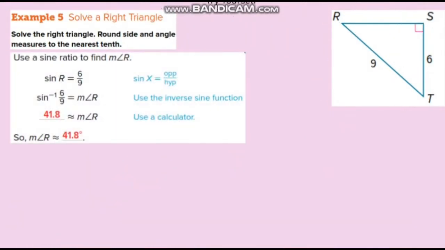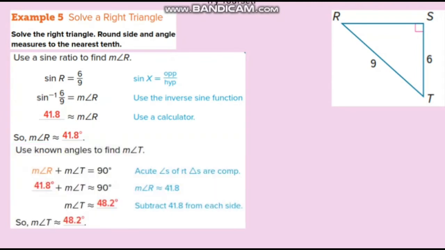The first thing I'm going to do is use the two sides given, which is the leg 6 and the hypotenuse 9, to find the angle R. That is, the sine of R is 6 over 9, and so the measure of angle R is the sine inverse of 6 over 9.